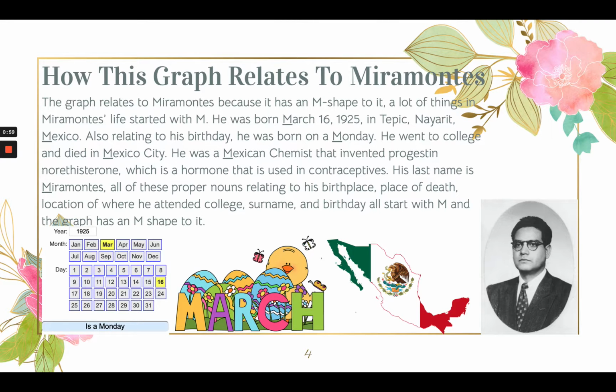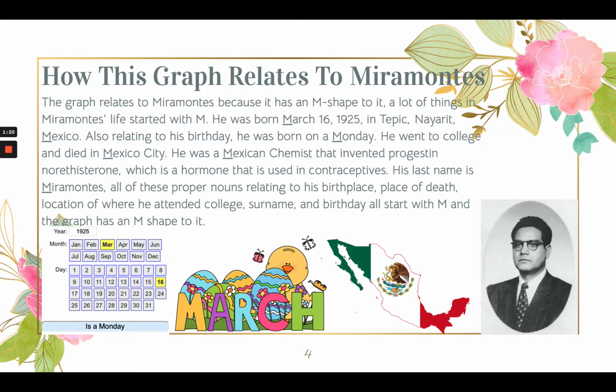How this graph relates to Miramontes. This graph relates to Miramontes because it has an M shape to it, and a lot of things in Miramontes' life started with M. He was born on March 16, 1925 in Tepic, Nayarit, Mexico. Also relating to his birthday, he was born on a Monday. He went to college and died in Mexico City.